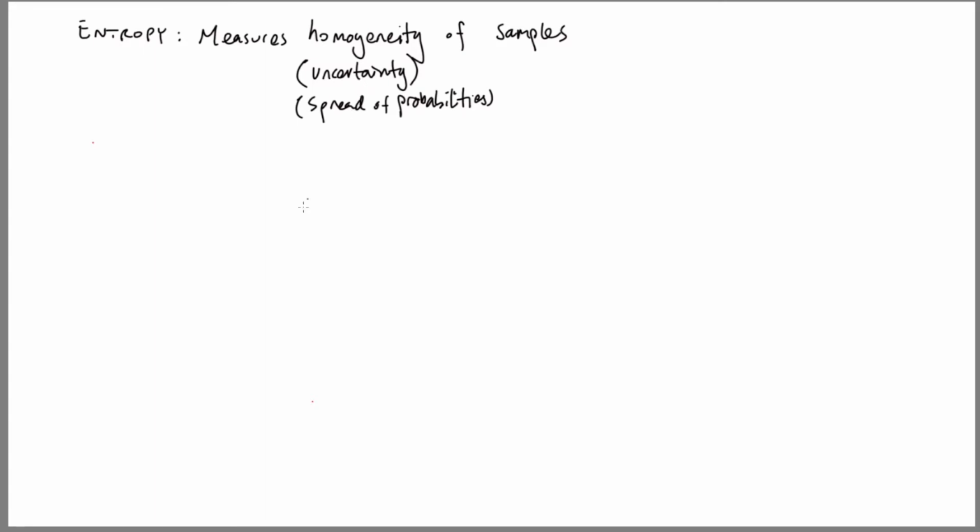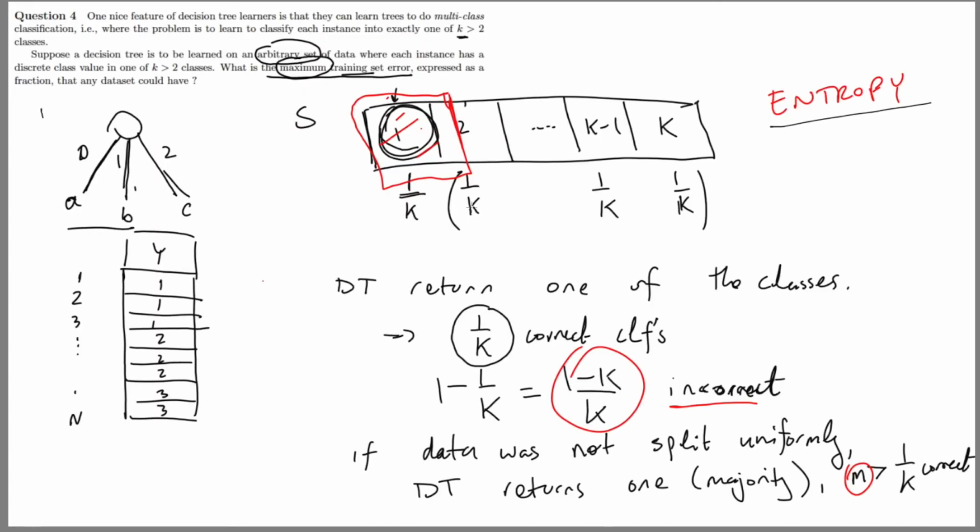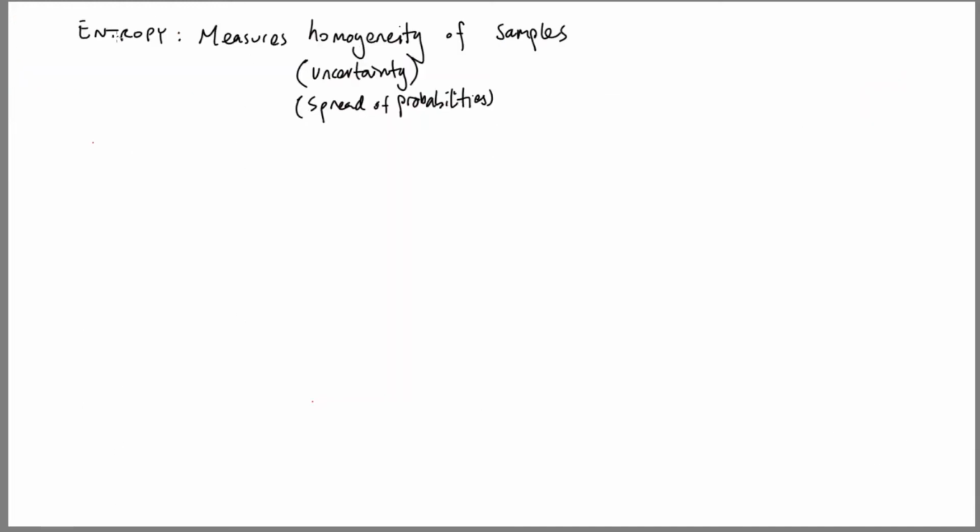So in the example we had here, if you have a uniform split, then the uncertainty is maximized, because it's just a random assignment into k classes. Whereas if you had all of them in one class and none in the other classes, then that's completely certain, because there's no randomness in that. So entropy is a way of measuring the uncertainty.